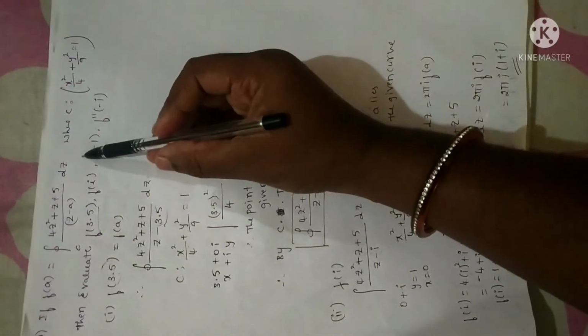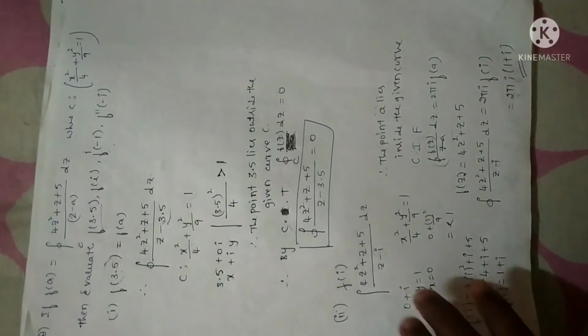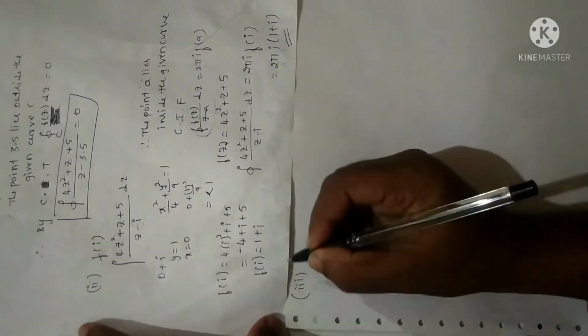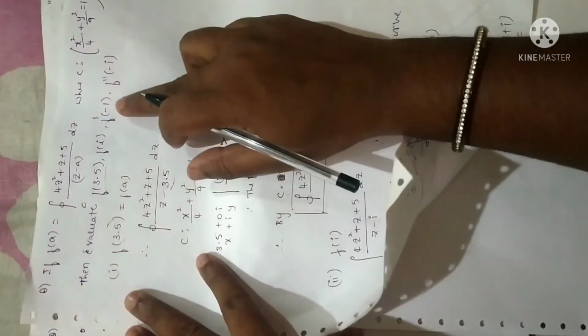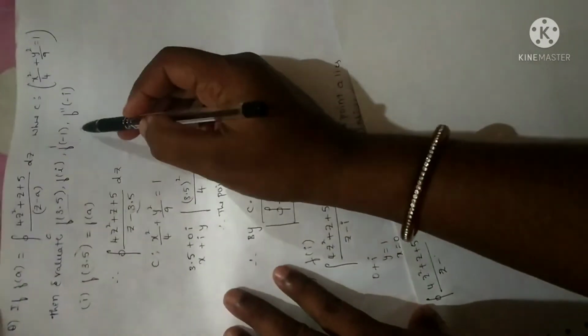But third one, what we have? Derivative, that is f dash of minus 1 and f double dash of minus 1. Anyhow, let me do that. So third one, what we have to find is f dash of minus 1. Anyhow, whatever may be the derivative or the function, a value is minus 1. So let me replace 4z square plus z plus 5 divided by z minus a, a value is here minus 1.